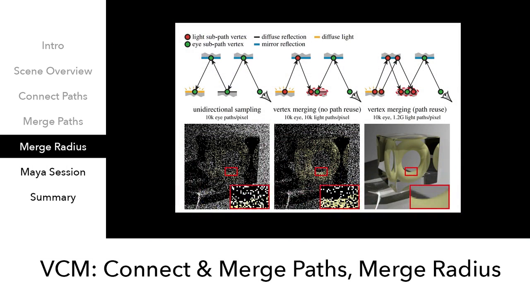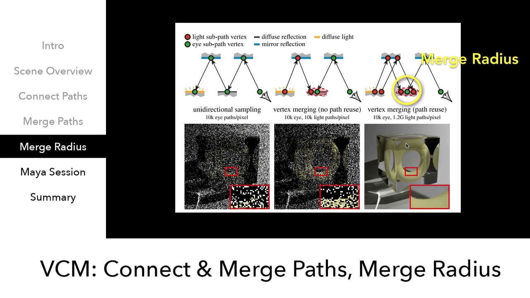Now if we want to take a look at, this is not a diagram that I made, I'll show you the paper that it comes from, but it is a paper that the VCM algorithm was based on. So if we look at merge radius, we can see in this diagram here, as you increase it, it's actually doing the vertex merging, the path reuse, and we can see the renders here. Doing unidirectional sampling is basically the forward path tracer that we saw in this class and previous ones, and it's quite noisy. If you do vertex merging but it's not reusing the path, it's still quite noisy.